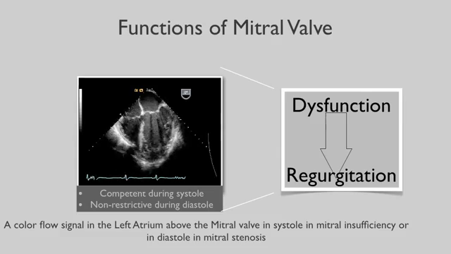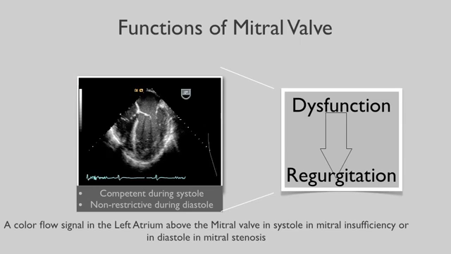As a reminder, the mitral valve not only has to be competent in systole to avoid regurgitation, it also has to allow unrestricted flow in diastole to provide left ventricular filling. Dysfunction usually leads to regurgitation through the mitral valve, but thickening and poor mobility can cause stenosis. Note that systolic color signal through the valve is consistent with regurgitation, whereas diastolic color signal is consistent with mitral stenosis.